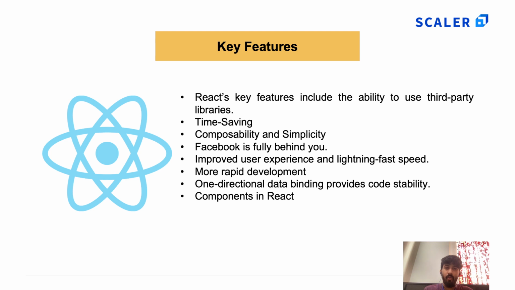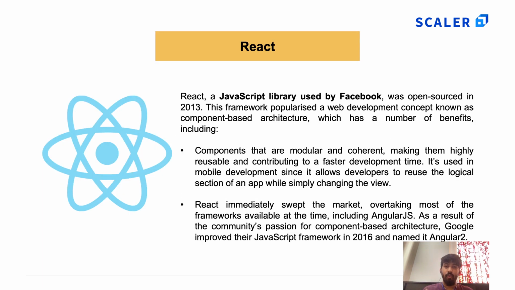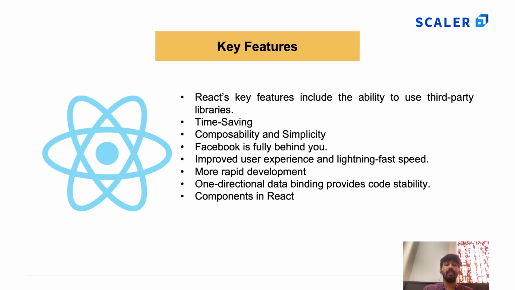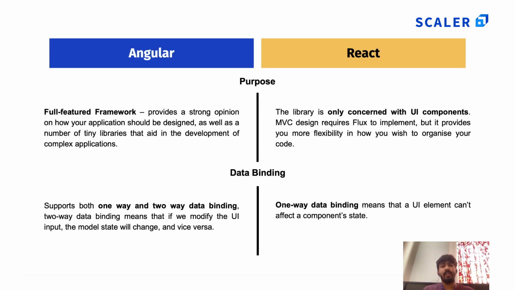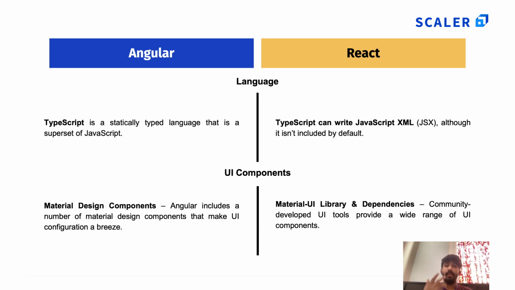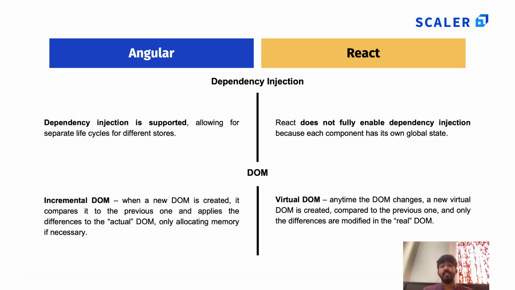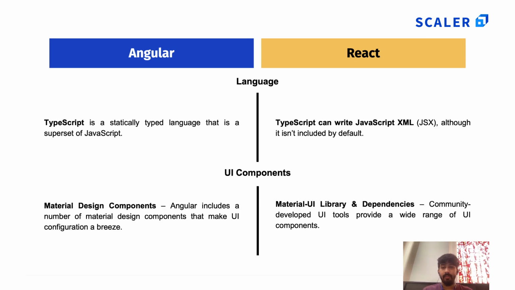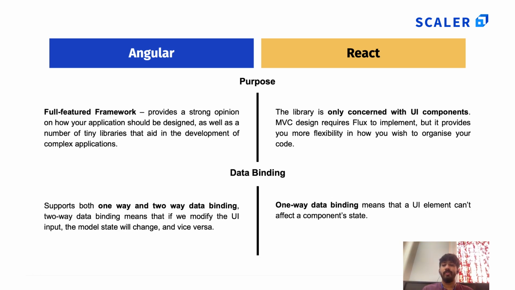As of right now, we kind of know that React is better than Angular even before the comparison has started. I hope you guys understood what is Angular and what is React, and the key features in both of them. Now let's start the comparison. We'll take certain aspects, that is purpose, data binding, language, UI components, dependency injection, and data objects model. Let's start. First of all, starting with purpose, Angular is a fully featured framework. It provides a strong opinion on how your application should be designed, as well as a number of tiny libraries that aid in the development of complex applications.